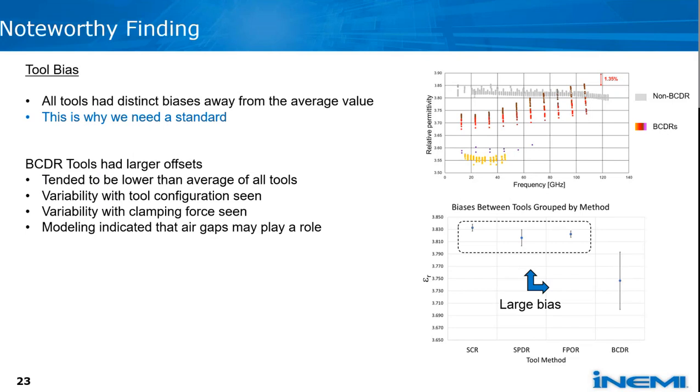With some small amount of effort in terms of looking at effects that could be impacting the results, we found that variability with the clamping force on some of the tools seemed to have some influence over the result. There was also some modeling work that indicated that very small air gaps in the tool set, perhaps due to scratches on the metal plates, could play a role. In any case, there were a number of things that could be further investigated with these tool sets.